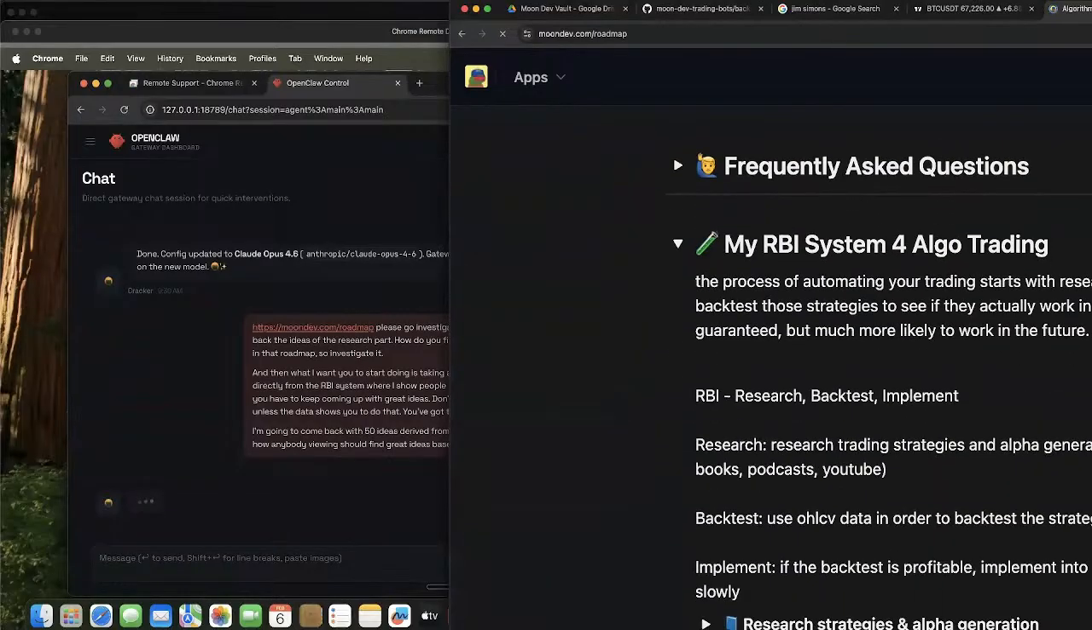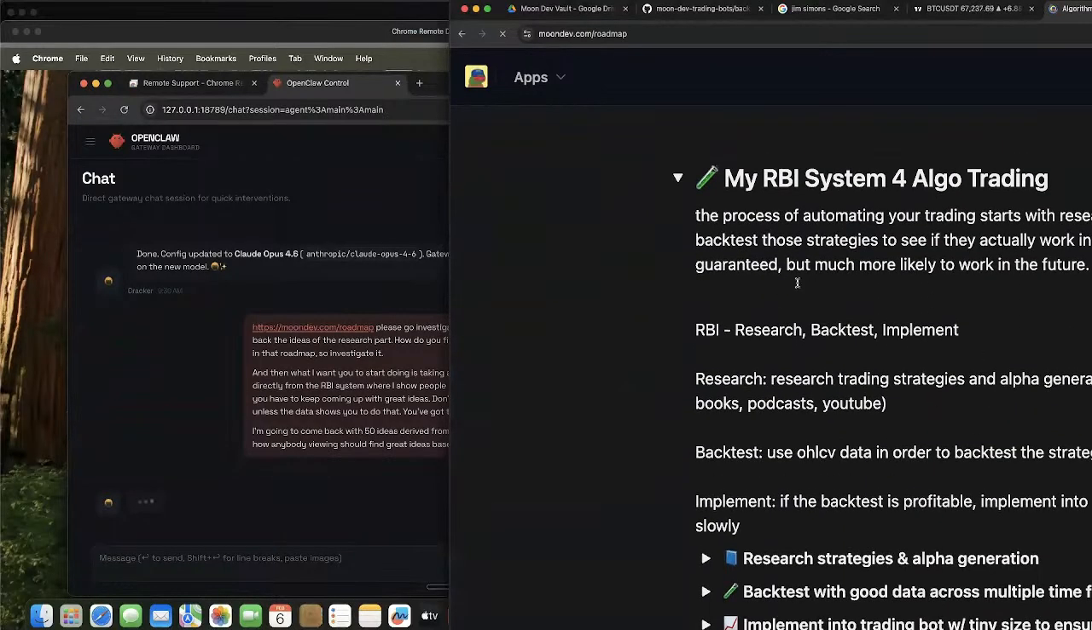But this is really what I am going to be focusing my next decade, maybe 2 decades on, is the process of automating your trading. It's algo trading, but the process of automating your trading starts with the research of trading strategies. That's R. Then you backtest those strategies, see if they actually work in the past. If they work in the past, they're not guaranteed to work in the future, but they're much more likely. So this is my framework that I follow. And I want to show you today how to use Opus 4.6 or any AI in the future, of course, in order to expand on this.